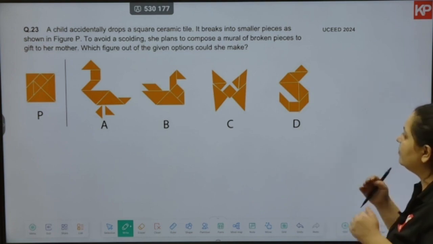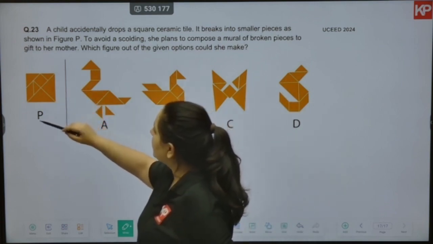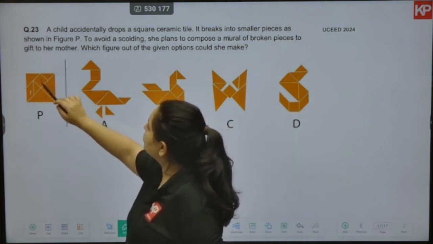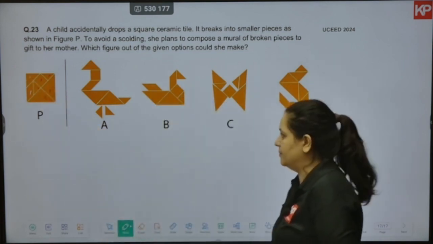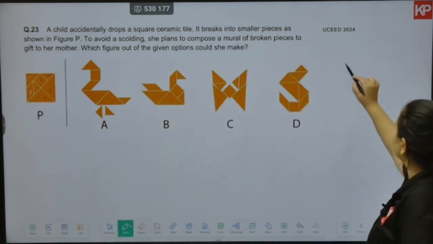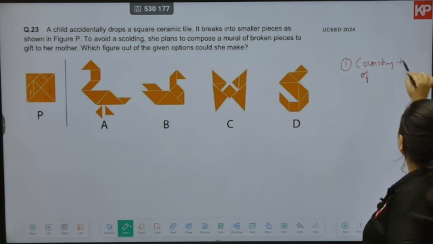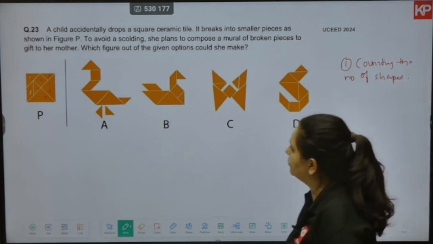Okay, now again we are coming to the same basic. A square has been divided into 2 big triangles, 1 parallelogram, 1 square, 2 smaller triangles, and 1 medium sized triangle. Exactly the same. Okay, now let's begin with counting the number of shapes. Okay, that is the first step that we will do.